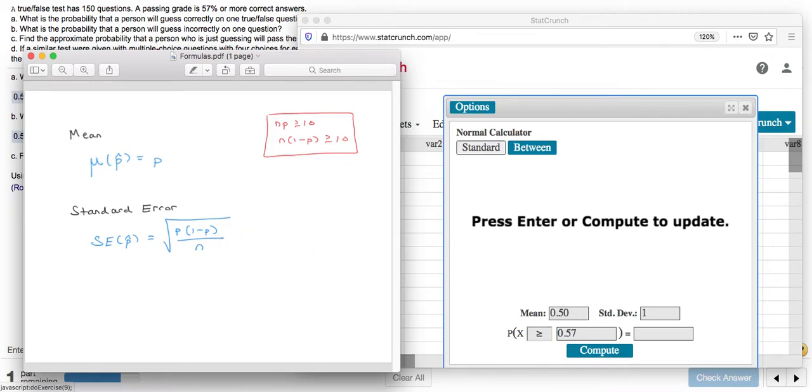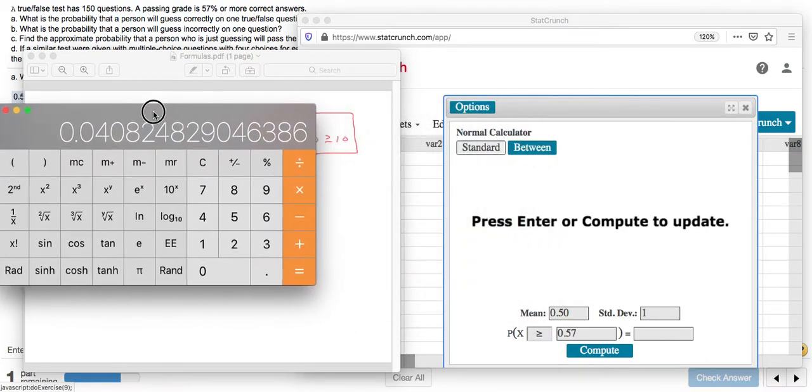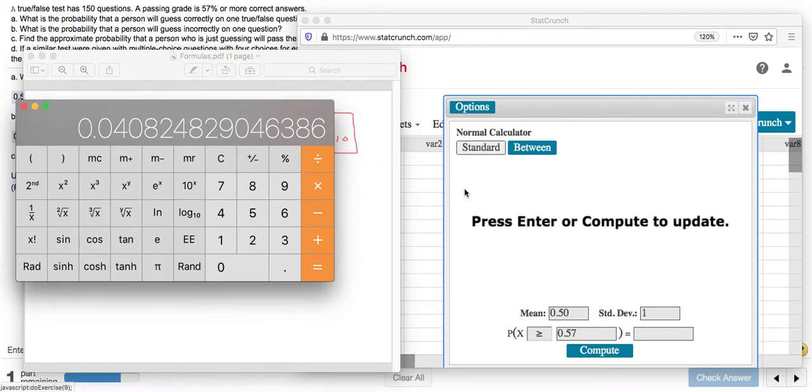So let's bring up a calculator to walk through this. The value of p is 0.5. I'm going to multiply that by 1 minus p, which is also 0.5. I'm going to divide that by n, which in this case is 150. And then I take the square root of this number. And this is the corresponding standard deviation. So I'm going to put that here. That's 0.04082. I think that's the value I'll use, 0.04082.